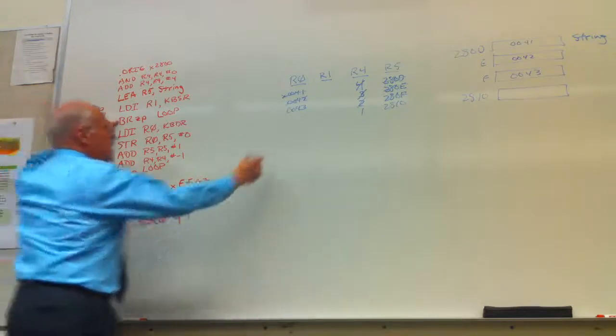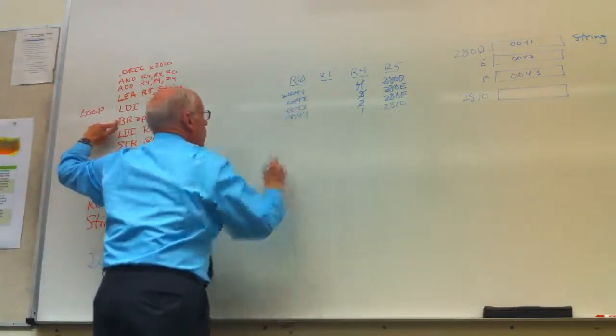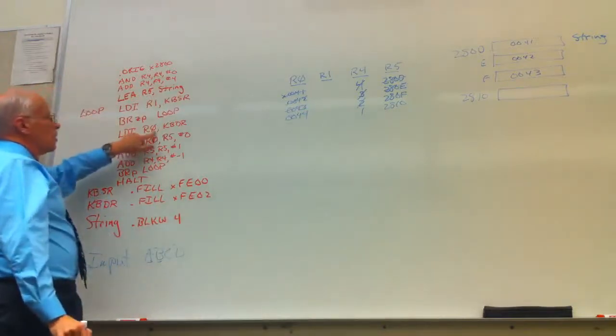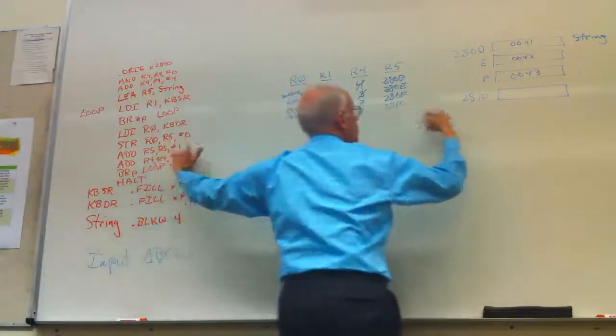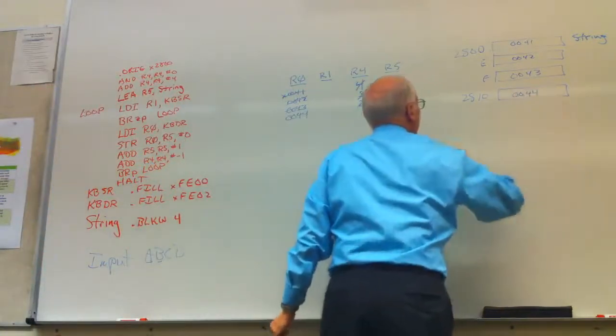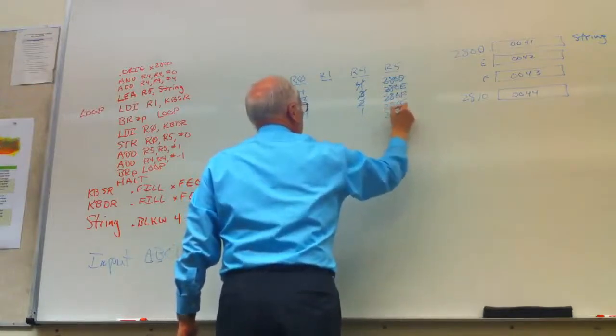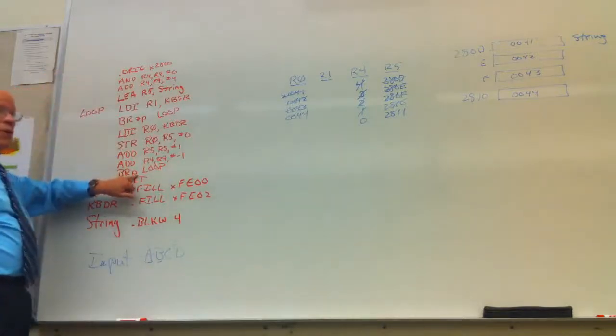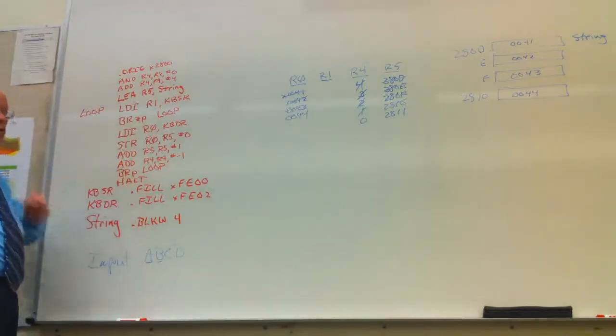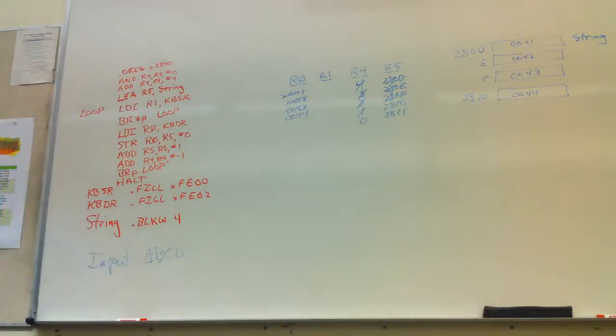We read again, we get the D, which is 0044. Gets loaded into register 0. Copy that to this location. Add 1 here. Decrement 1 here. Now it's no longer plus, it's 0, so it does not branch and it will halt. Okay. That's a basic input routine.